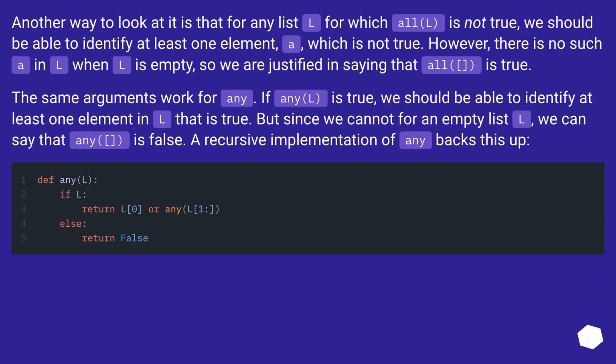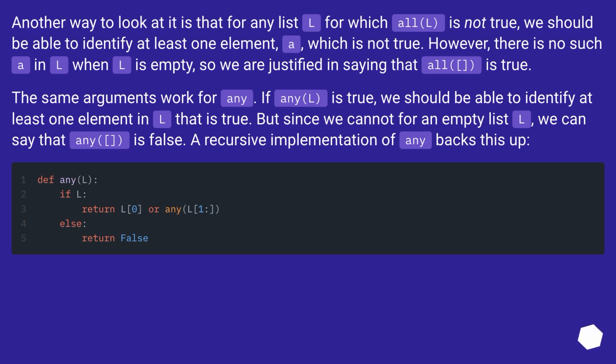Another way to look at it is that for any list L for which all L is not true, we should be able to identify at least one element, A, which is not true. However, there is no such A in L when L is empty, so we are justified in saying that all is true. The same arguments work for any. If any L is true, we should be able to identify at least one element in L that is true. But since we cannot for an empty list L, we can say that any is false.